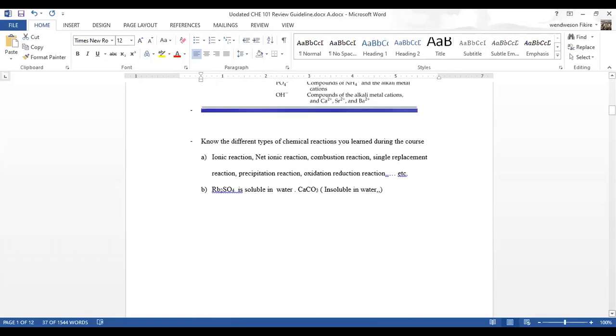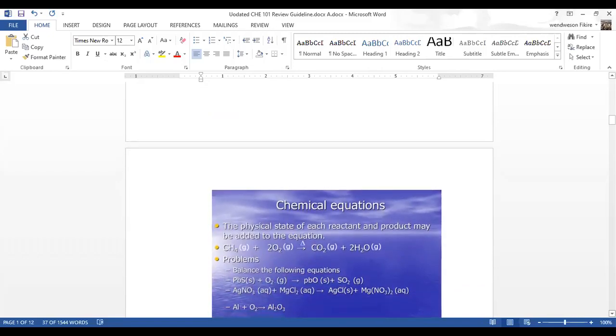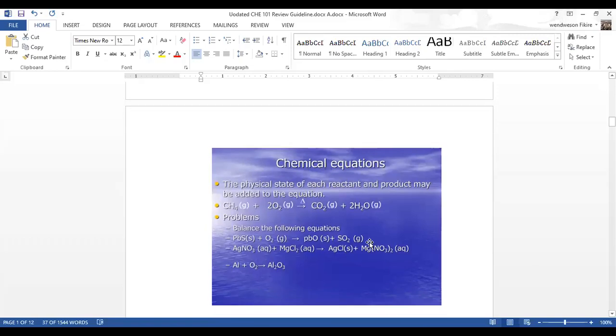If you see chemical reactions, it's not enough to identify the types of chemical reactions; you also need to know whether they have to be balanced. Balancing the equation is very important. So we need to learn how to balance an equation.